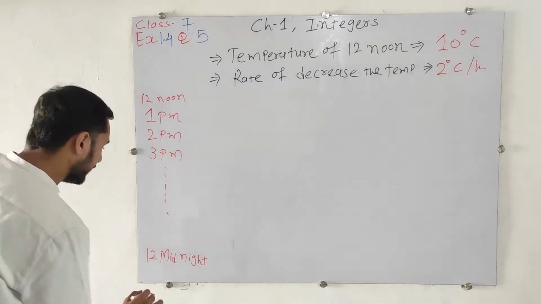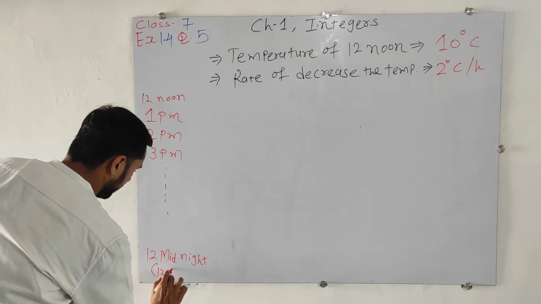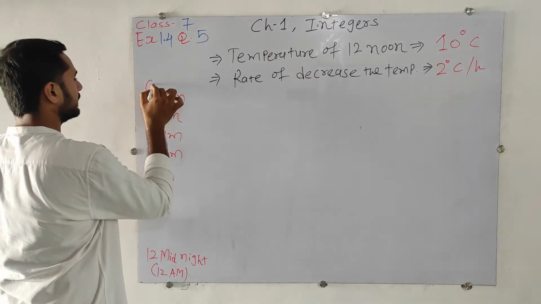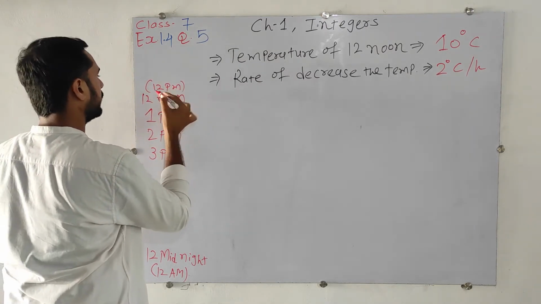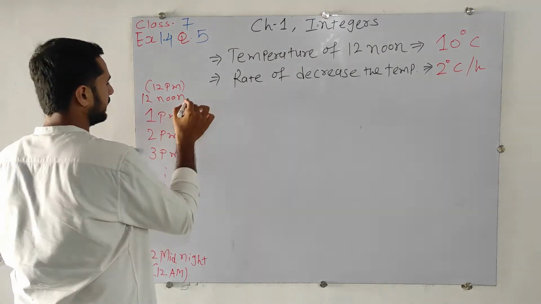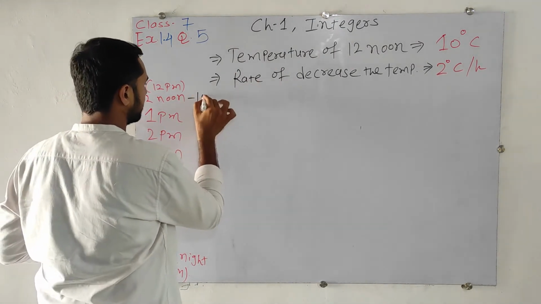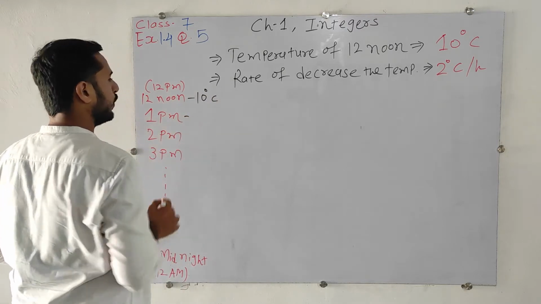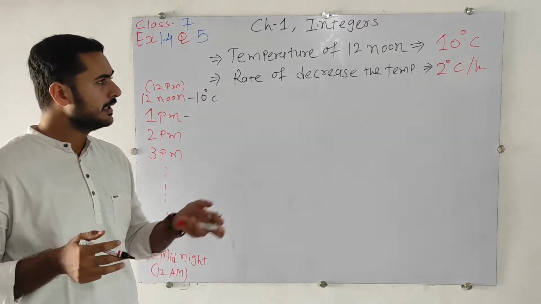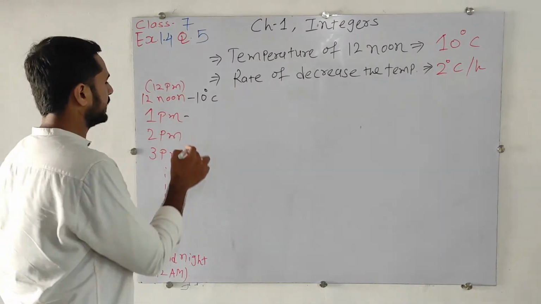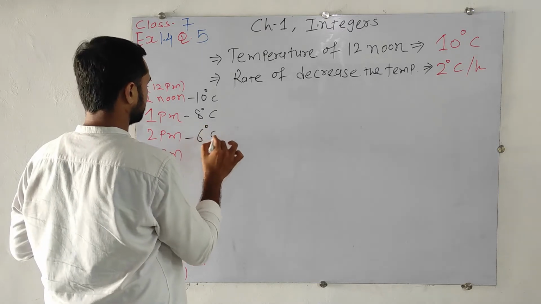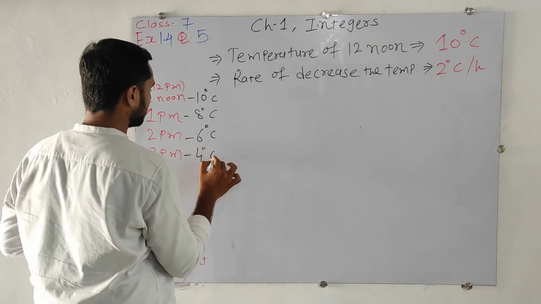12 midnight can be written as 12 a.m. also, and 12 noon can be written as 12 p.m. also. Okay, these both are the same. Now I'm just going to write down the temperature over there. Here is the temperature, that is 10 degrees Celsius. Now at 1 p.m., after each and every hour it decreases by 2 degrees Celsius. So 10 minus 2, that is 8 degrees Celsius. Here that will be 6 degrees Celsius. Here that will be 4 degrees Celsius.